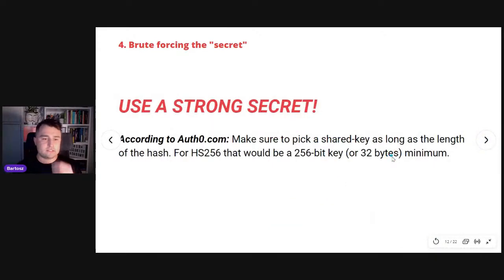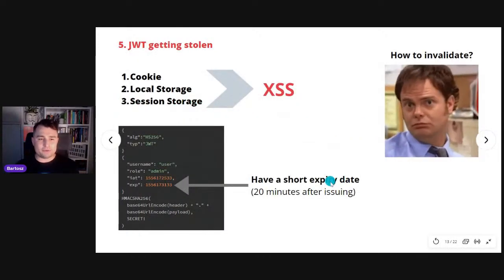So the thing is that you always want to use a strong secret, so that it is very hard, even impossible, to guess the secret. And according to auth0.com, make sure to pick a shared key as long as the length of the hash. So for HS256, that would be a 256-bit key minimum, right? So always bear that in mind. Number 5.